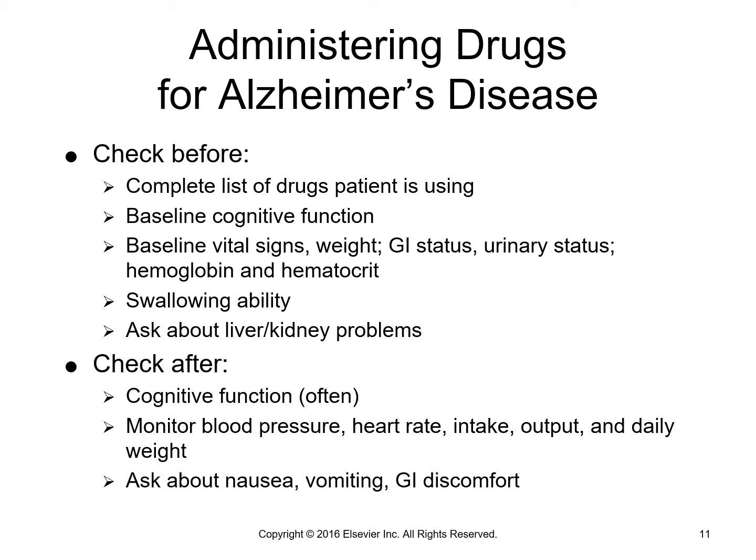Before giving this medication, you have to have a complete list of drugs that the patient is currently on. You have to know their baseline cognitive function, baseline vital signs, weight, gastrointestinal status, urinary status, hemoglobin and hematocrit levels, and see if they have any swallowing difficulty. You also need to ask if they have any presence of liver or kidney issues.